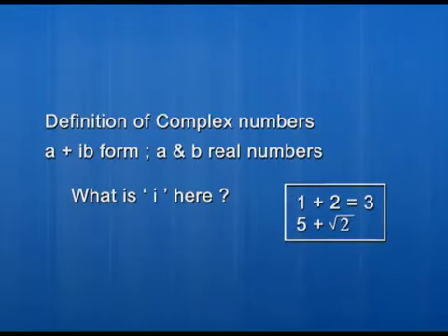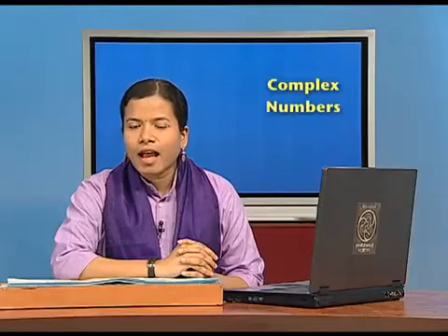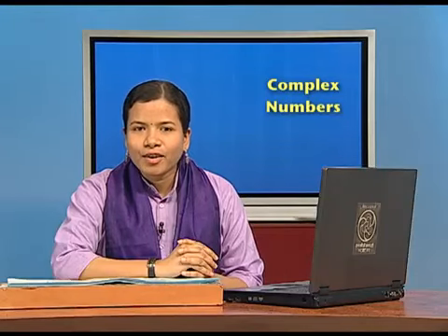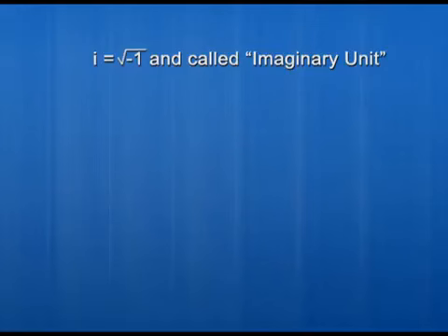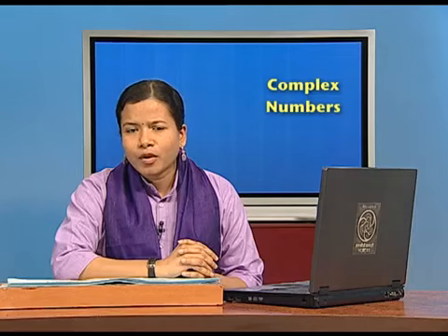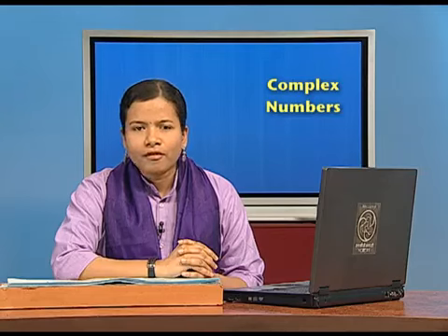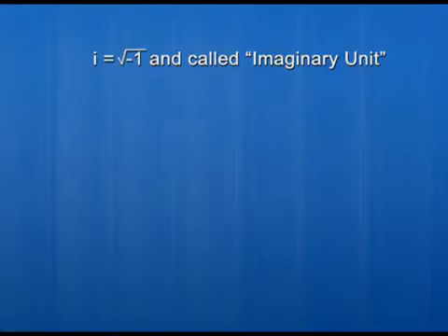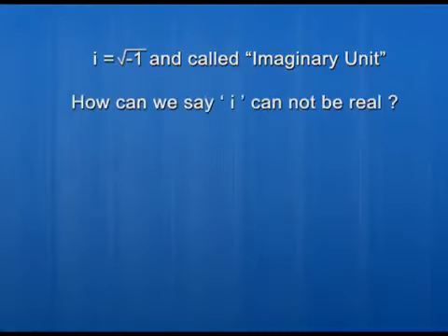Now obviously your question will be, if i is not a real number, then what is i here? Here i is nothing but the value of square root of -1, and i is called an imaginary unit. Now you may think, okay, we understood that i is the square root of -1, but how can we say that i cannot be real?